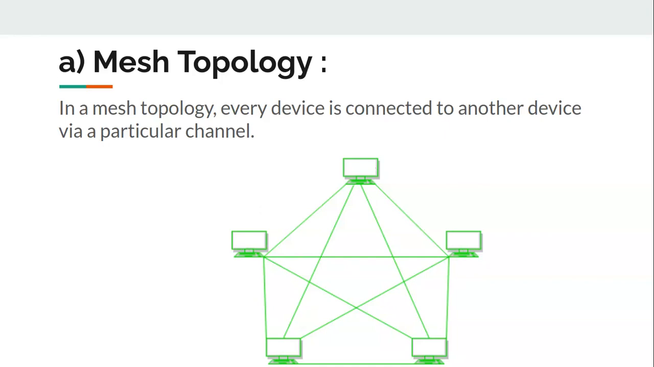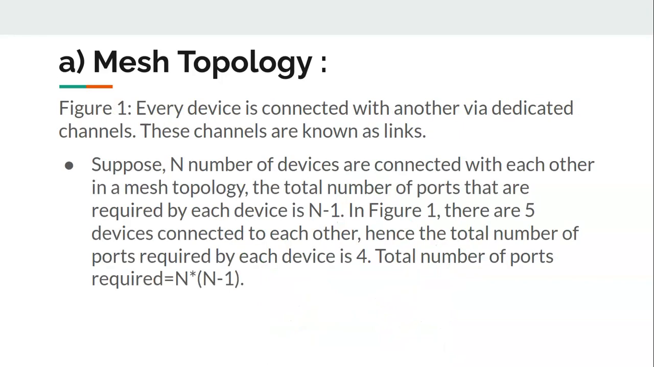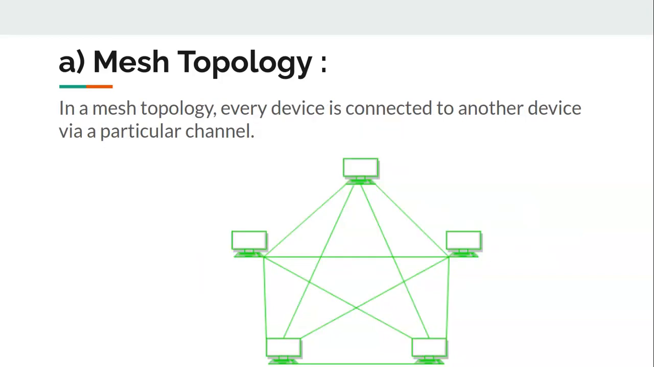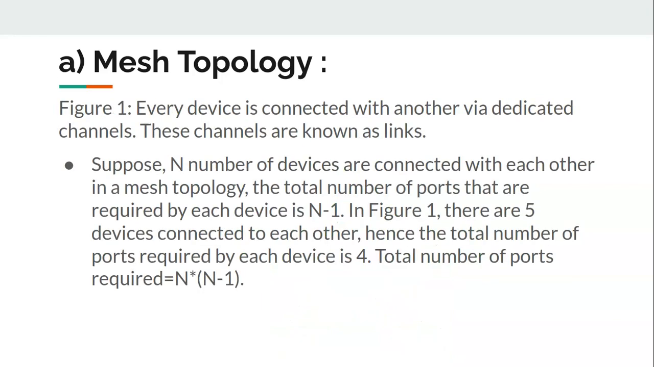So how many ports are supposed to be available for you to connect all of those computers via cable? 4 ports are needed, and so the formula to calculate the number of ports for each device is n minus 1. But now, if you are supposed to calculate the number of ports required for a whole mesh topology like this one, the formula is total number of ports required equal to n times, in bracket, n minus 1. Now, n is the total number of devices in the network.